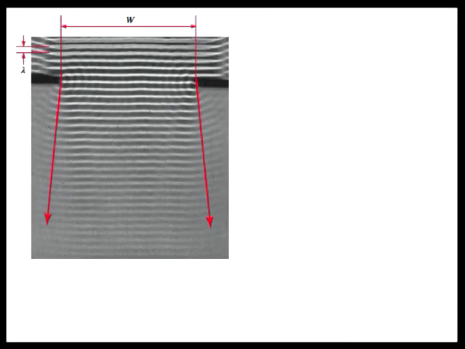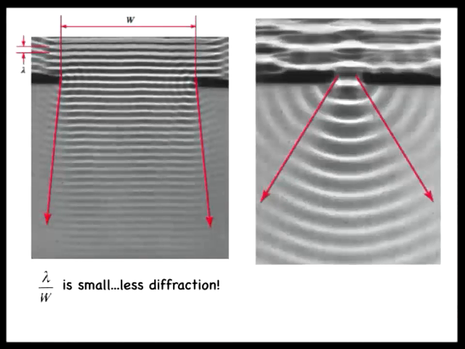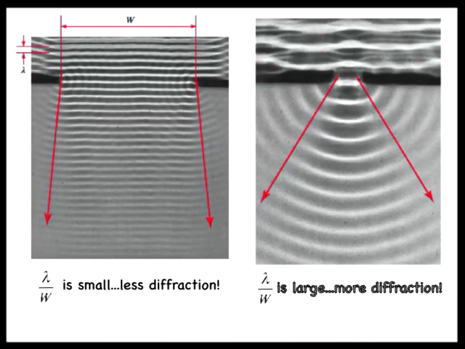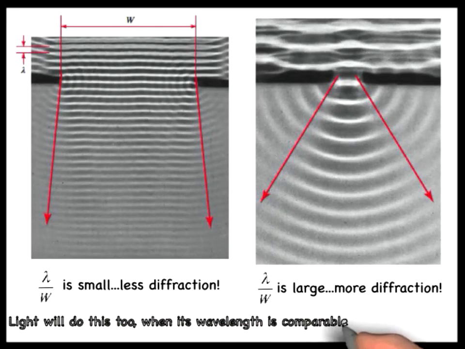The degree to which the waves are diffracted or bent is indicated by the 2 red arrows in each photograph. In part A, the ratio lambda over w is smaller because the wavelength, as indicated by the distance between the wavefronts, is small relative to the width of the opening. The wavefronts move through the opening with little bending or diffraction into the regions around the edges. In part B, the wavelength is larger and the width of the opening is smaller. As a result, the ratio lambda over w is larger and the wavefronts bend more into the regions around the edges of the opening.